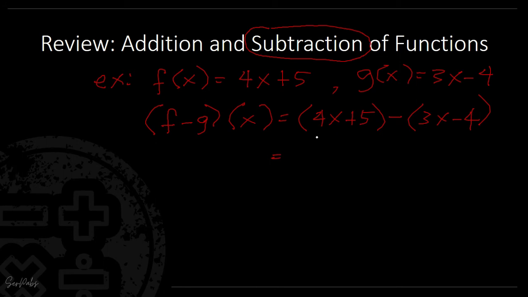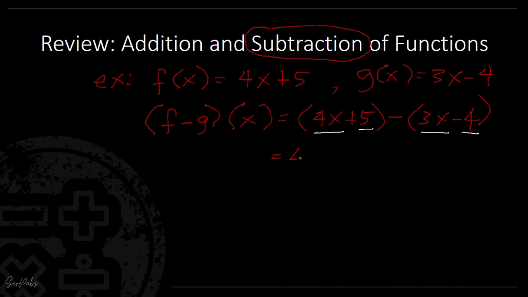Sa example na to, meron na tayong similar terms kay x. So, 4x ay kamuka ni 3x dahil pareho sila ng variable, pareho sila ng exponent. Si 5 naman ay kamuka ni negative 4. Pareho silang walang variable at walang exponent. So, i-combine ng similar term pagkasamahin yung dalawang merong variable at saka yung dalawa na walang variable.